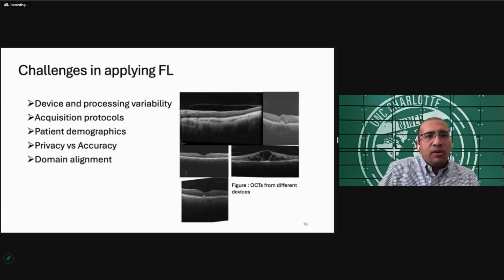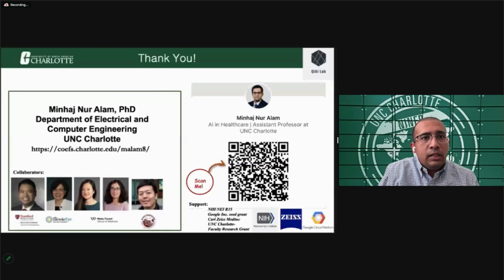Some of the challenges that we have faced in applying federated learning, especially in retinal images, is that the device is oftentimes not device agnostic. Device and acquisition protocols in retinal images actually affect the performance, as do patient demographics, and sometimes there's an issue with privacy versus accuracy, and all those. So these are probably the research directions that we're going to follow in the future.